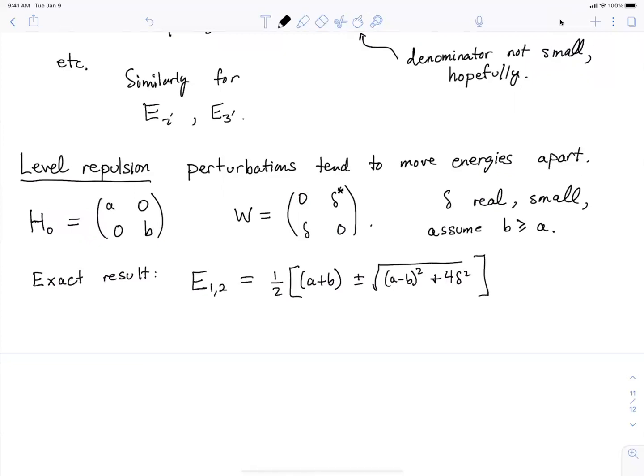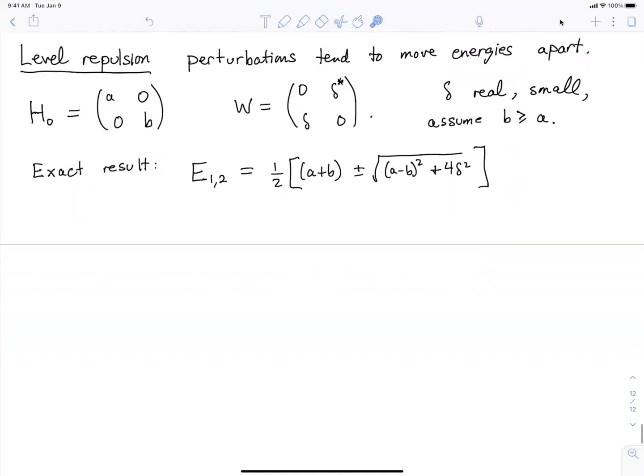And so that's telling you why level repulsion happens. You're sort of splitting them apart, but then when you split them apart, you add something under the square root, and that makes the splitting larger than it would have been if delta were absent. So that's the basic idea behind level repulsion, except that you can apply this to 7x7 matrices, and you find out that it's just a general property of eigenvalue computation.